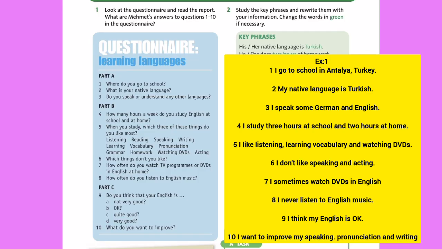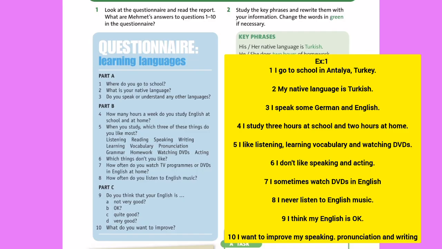5. When you study, which 3 of these things do you like most? I like listening, learning vocabulary, and watching DVDs. 6. Which things don't you like? I don't like speaking and acting. 7. How often do you watch TV programs or DVDs in English at home? I sometimes watch DVDs in English. 8. How often do you listen to English music? I never listen to English music.